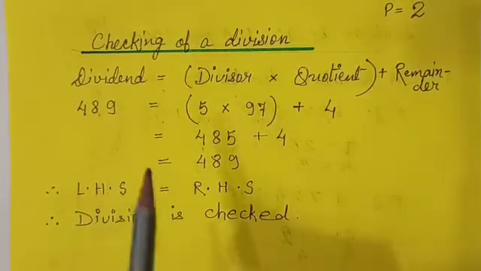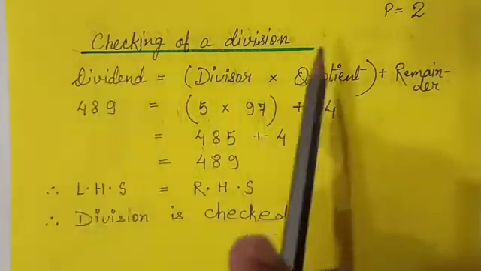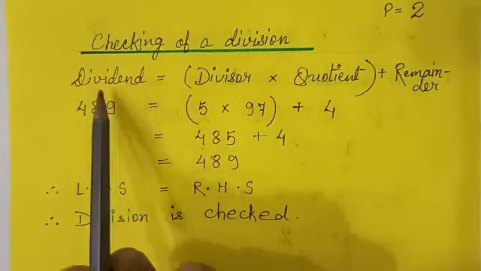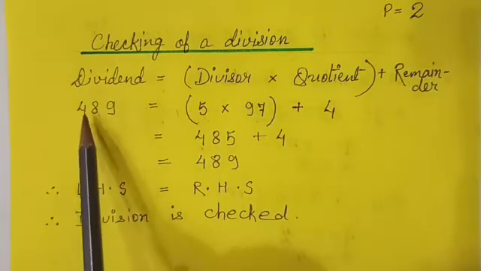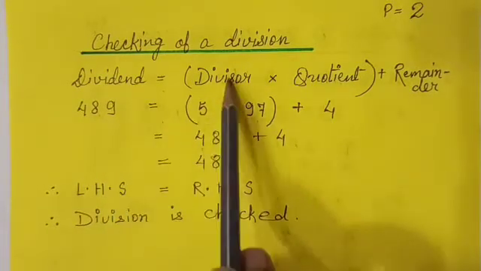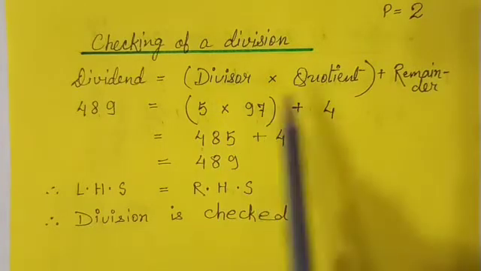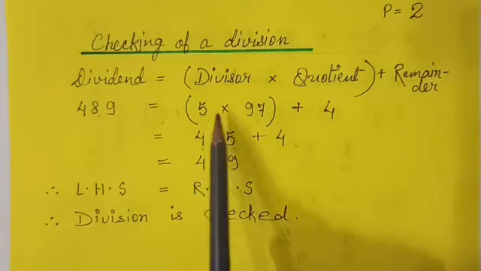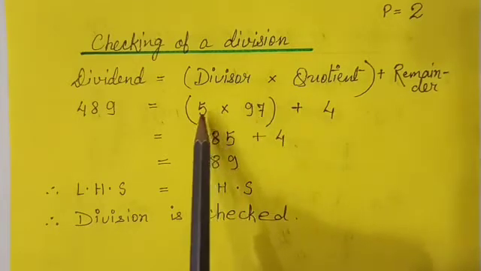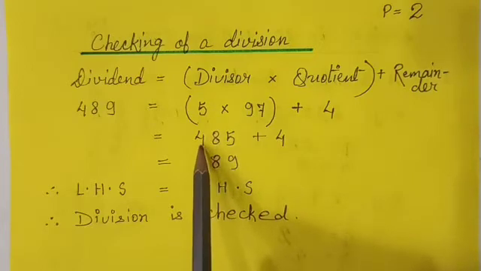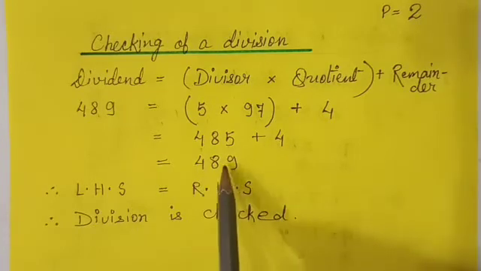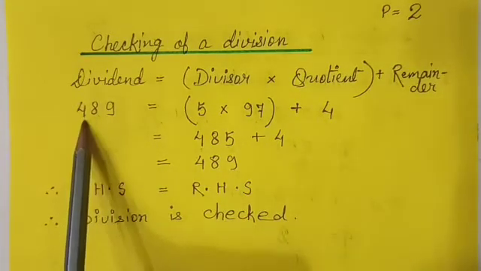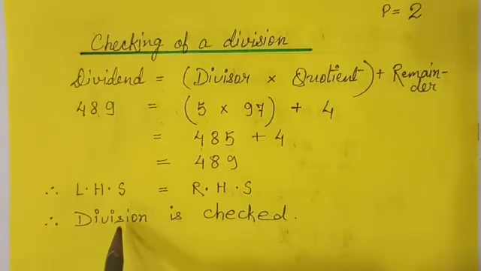Now see how to check a division. To check a division we have to use this formula. Dividend is equal to divisor into quotient plus remainder. Here dividend is equal to 489, divisor 5, quotient 97, remainder 4. Therefore 5 into 97 plus 4. When we multiply these two numbers, the product is 485. And this 485 plus 4 is equal to 489. Therefore, this left hand side is equal to right hand side, means your division is correct and it is checked.